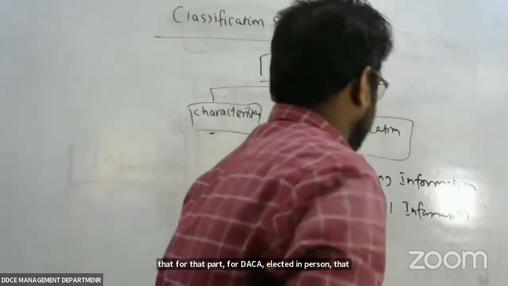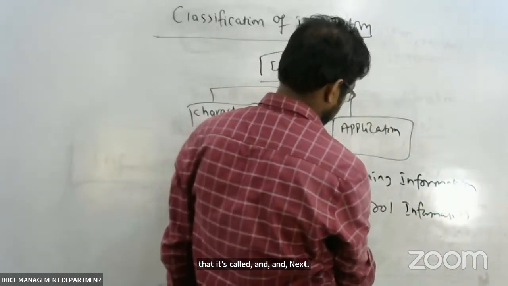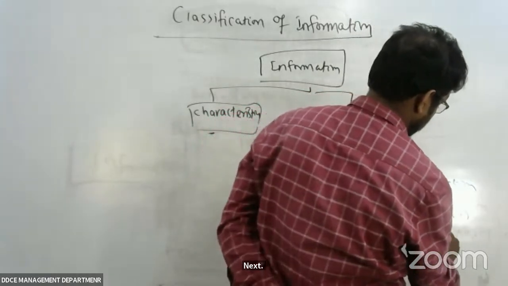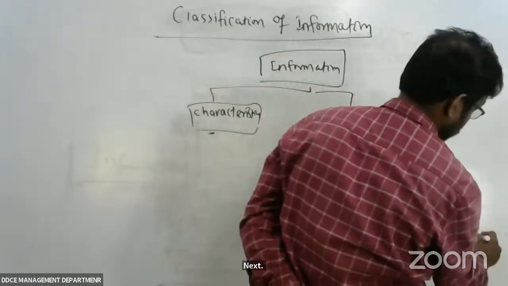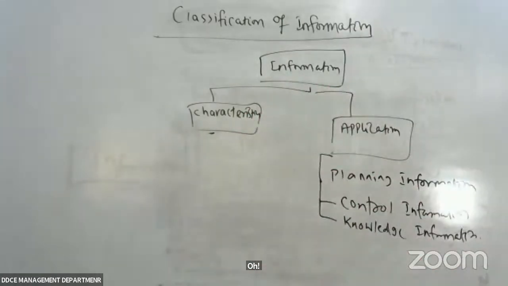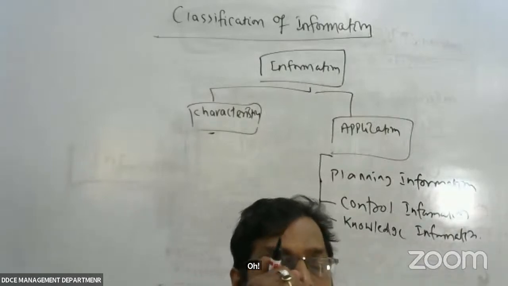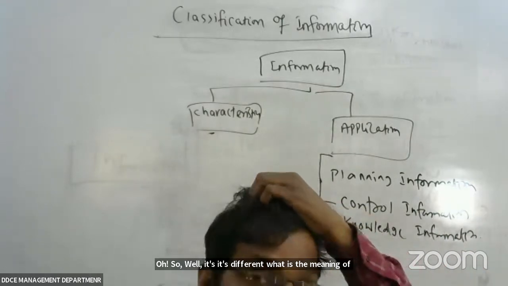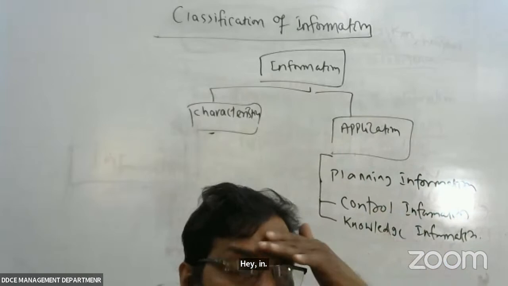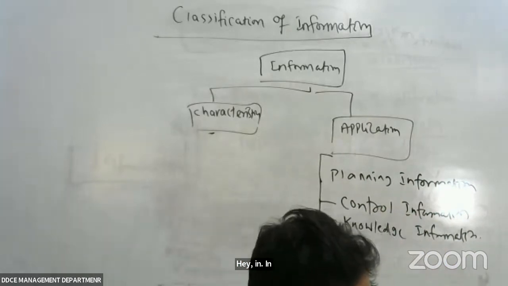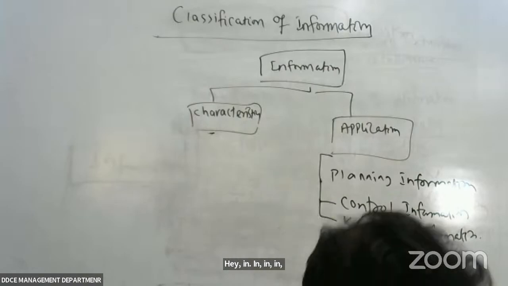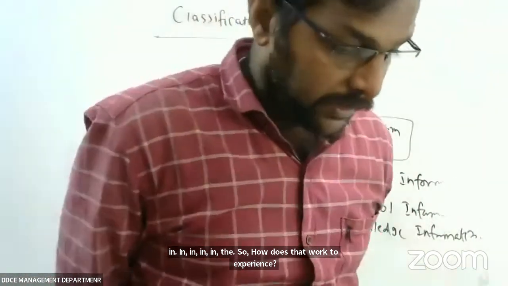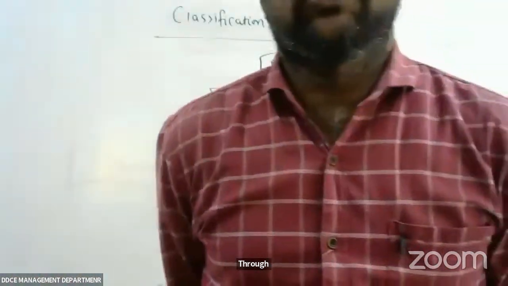Next, knowledge information. What is the meaning of knowledge? It is the information about information. So how is knowledge information acquired? Through experience, through learning, and collected from archival data and research studies.